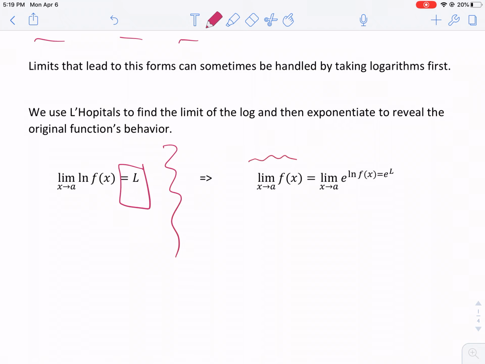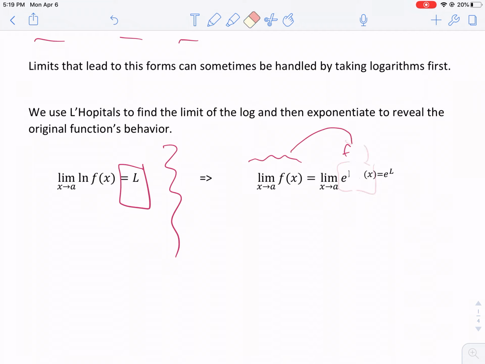This is what I want, okay? I hope you can see that e raised to the natural log of f of x would still be f of x, because an exponential with e and the natural log are inverse functions of each other. They would undo each other. So this is me just rewriting f of x.